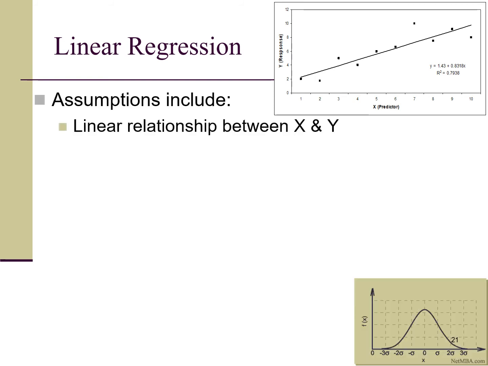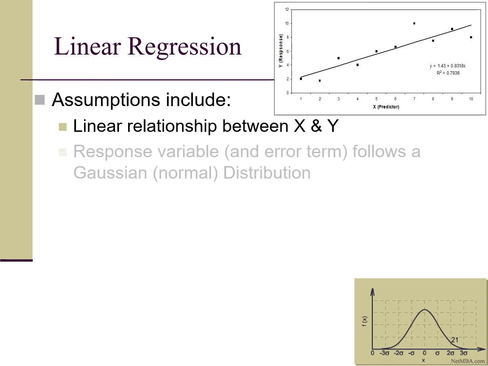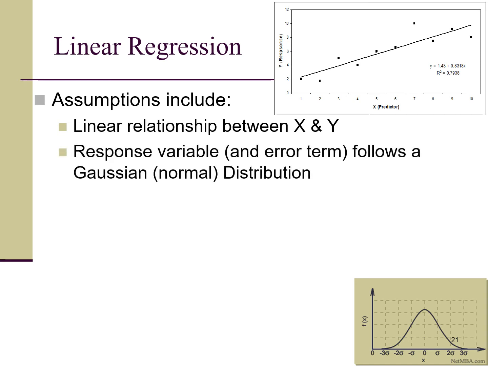So, assumptions. That there is a linear relationship between x and y. Okay, that makes sense. Both the response variable and the error term have a Gaussian normal distribution.